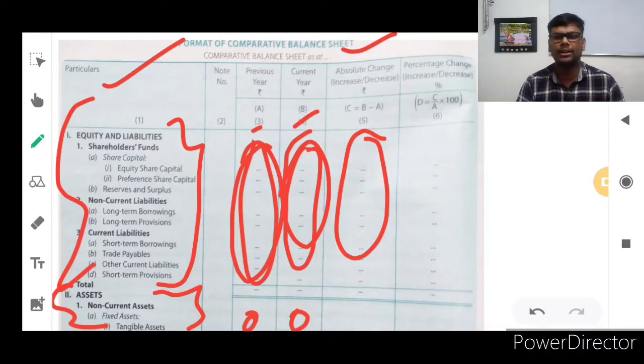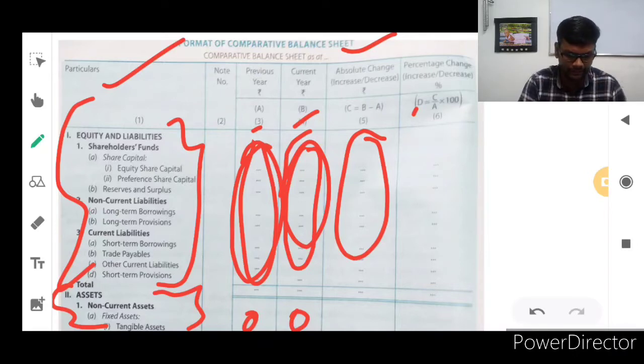At the same time, not only in rupees, we need to know the change in percentage, which is D. D is the next column: the percentage change compared with the previous year. How many percentage is increased or how many percentage is decreased? For that we should apply this formula: D is equal to C by A.